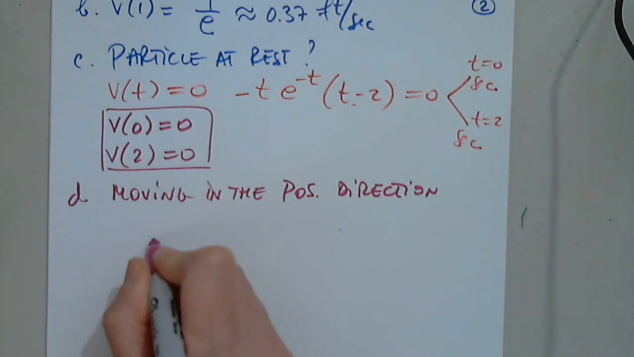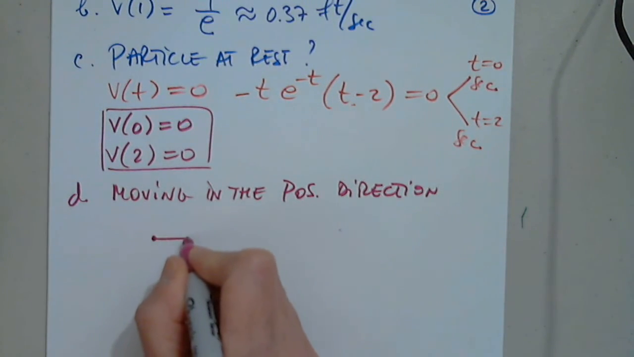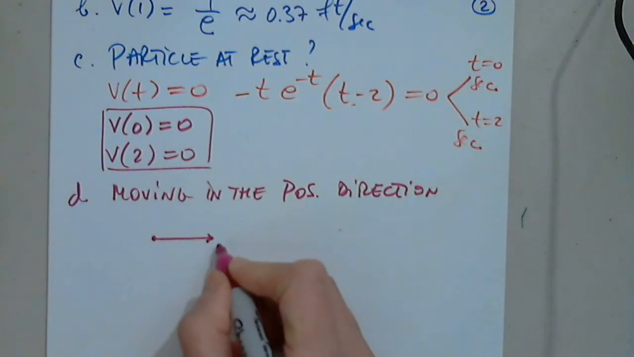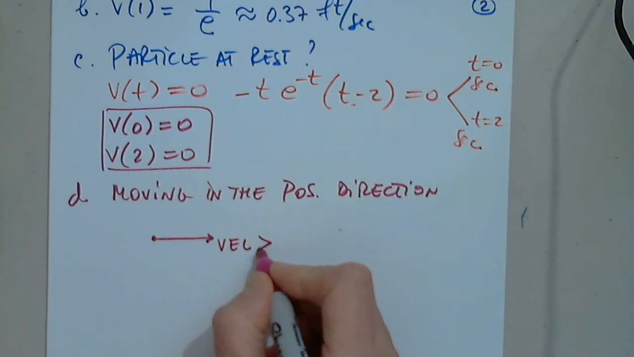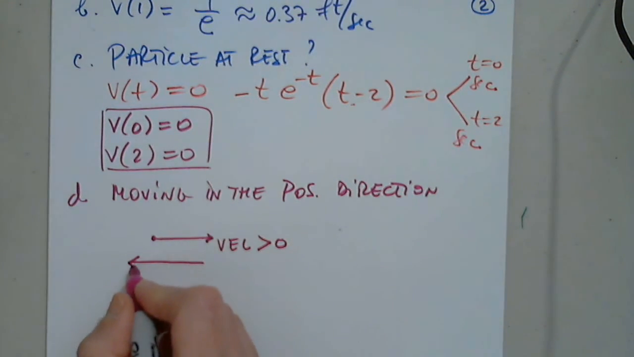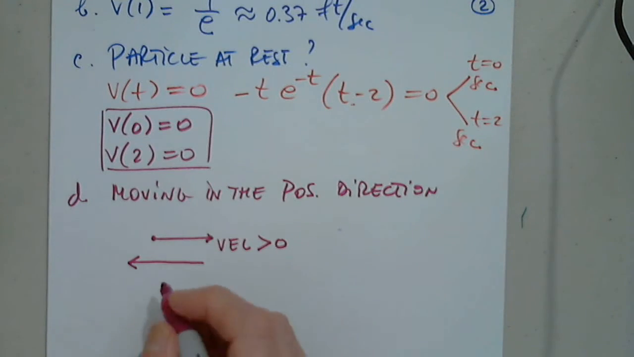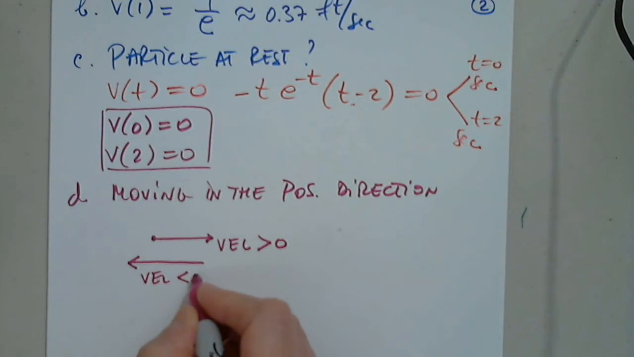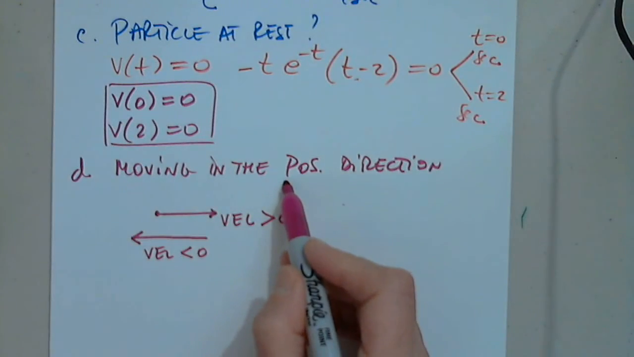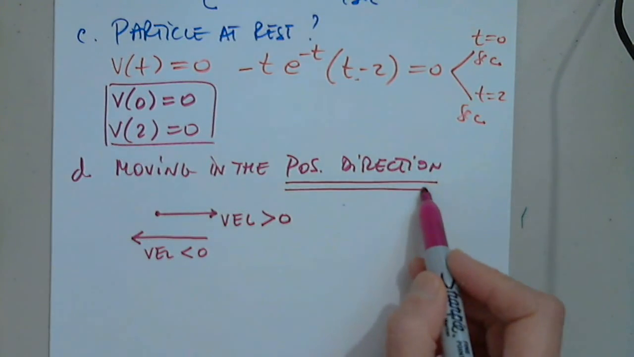So the particle is moving in the positive direction, meaning this way, when velocity is positive. It is moving this way, in the opposite direction, when the velocity is negative. So the question is, when is the particle moving in the positive direction?